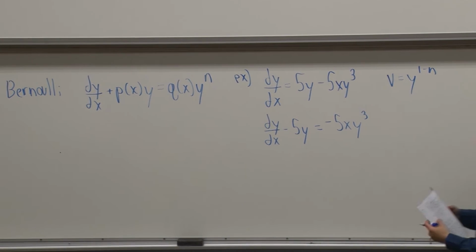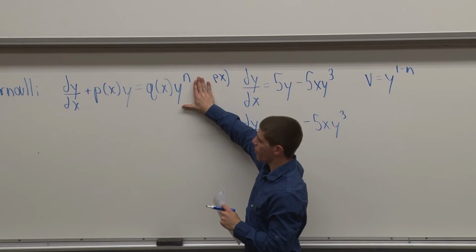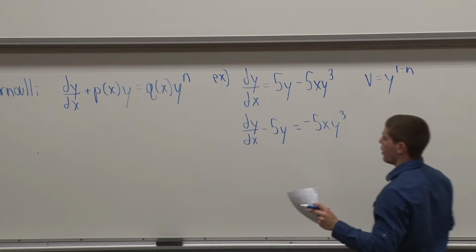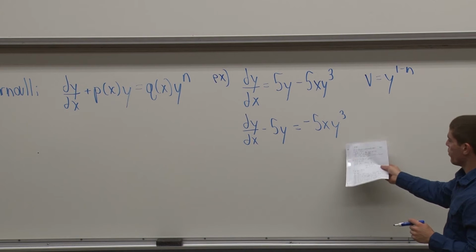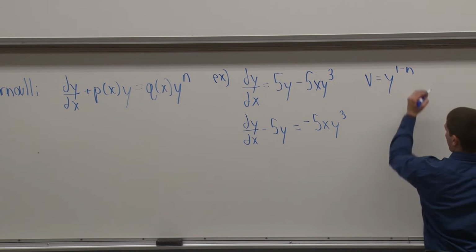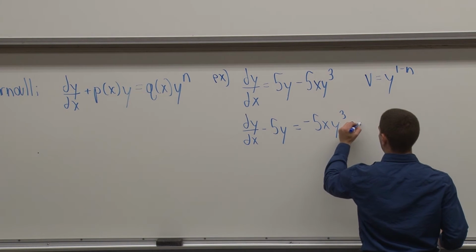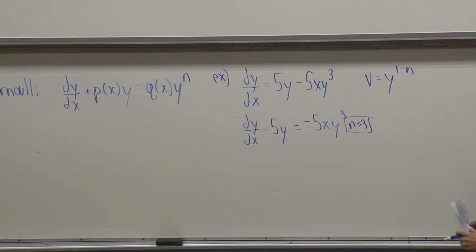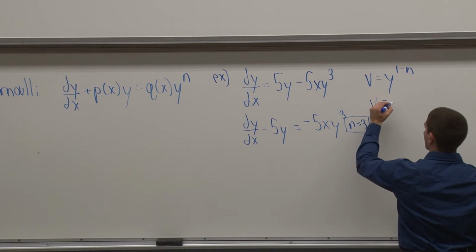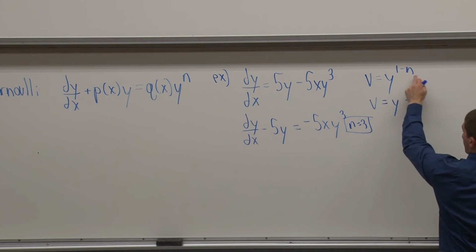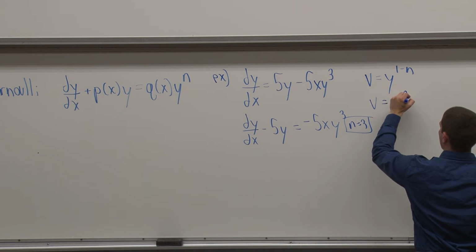So n, according to our original template of what our Bernoulli looks like, is the degree of the y. So our degree of the y right here is 3. So I'm going to write right here, n equals 3. OK. So now from that, v is going to equal y to the 1 minus 3, which is going to be negative 2.